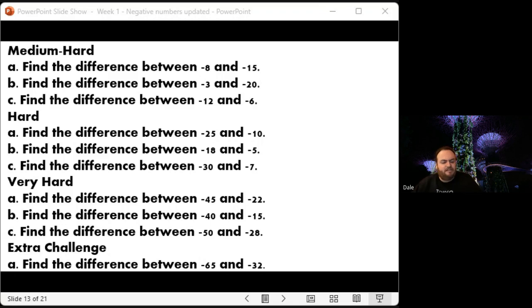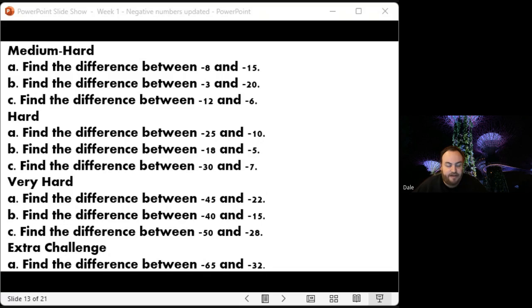Govinda, did you manage to get to the extra challenging one? Yes. Good. What's the answer then, Govinda? 83. Oh, no, it's not 83. I think some people have forgotten themselves on this activity. Remember, we're taking away. So, Govinda, what is 32 taken away from 65?